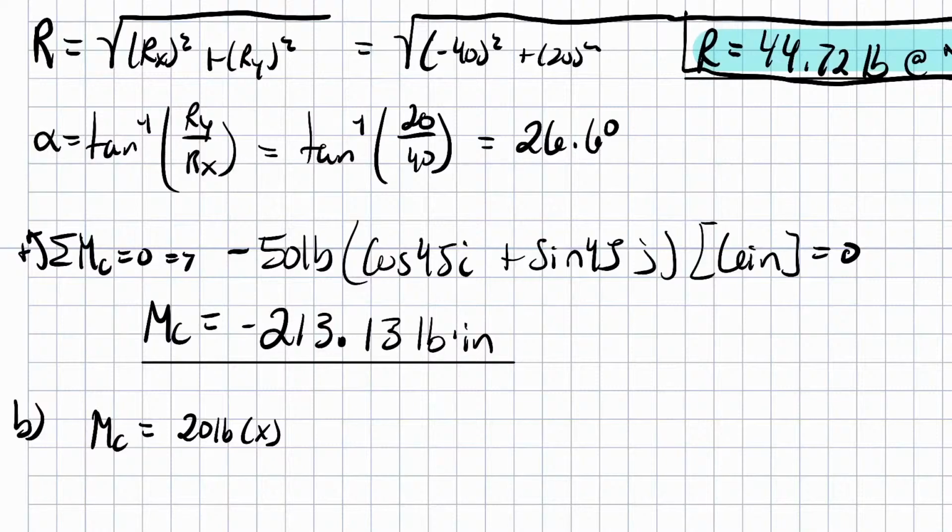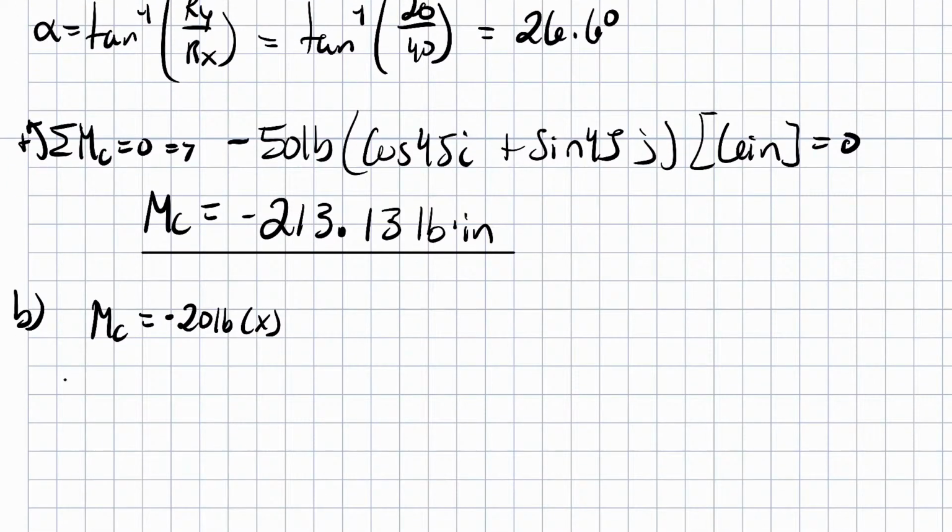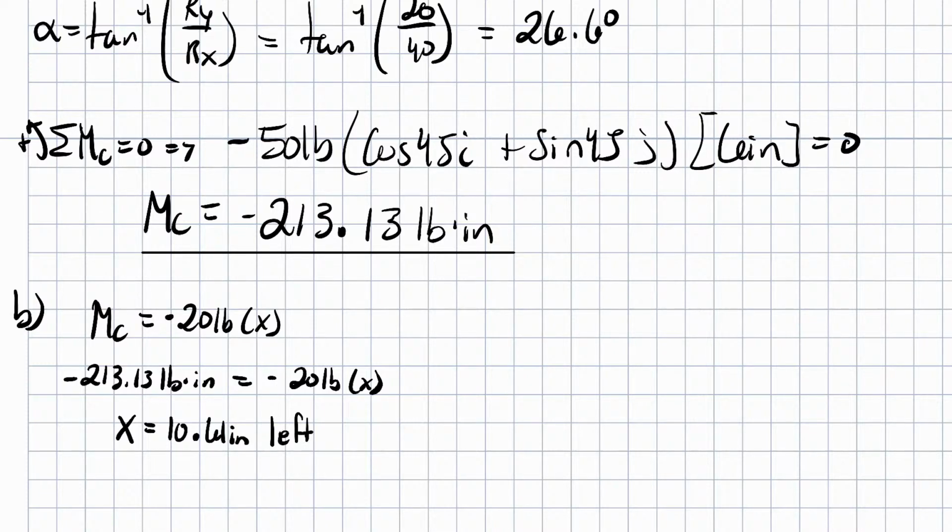So I'm going to put a negative out in front. Now that I know the moment, negative 213.13 pound inches is equal to negative 20 pounds times the x direction that it's going to be going in. Solving for x, we get x to be 10.61 inches to the left of point C.